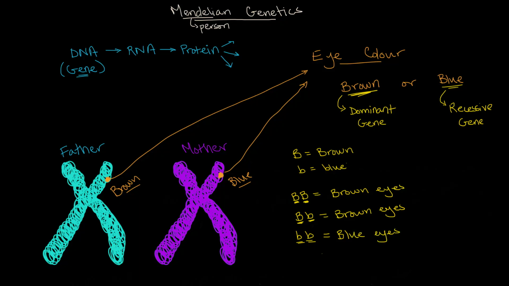So the recessive gene only shows if there is no dominant gene there to overcome the recessive gene. So the blue eyes is only going to show up as blue eyes if there is no dominant gene, if there's no brown eyes gene there to work on top of it.